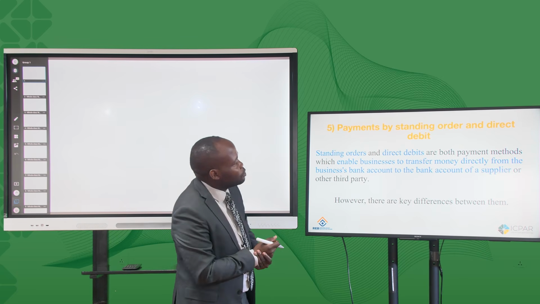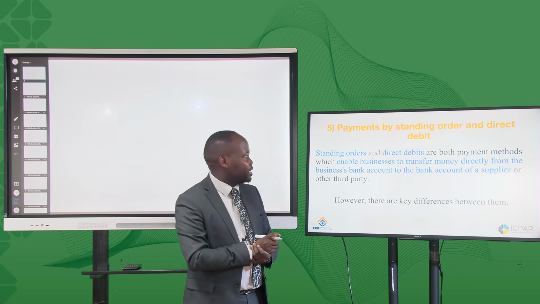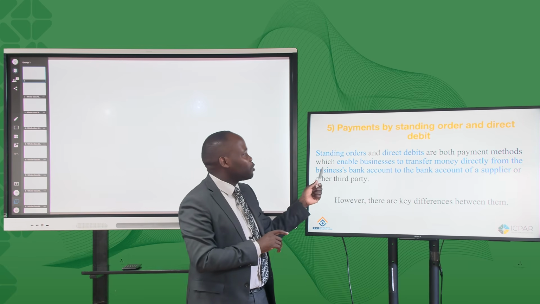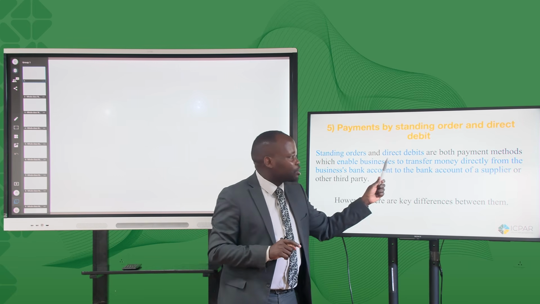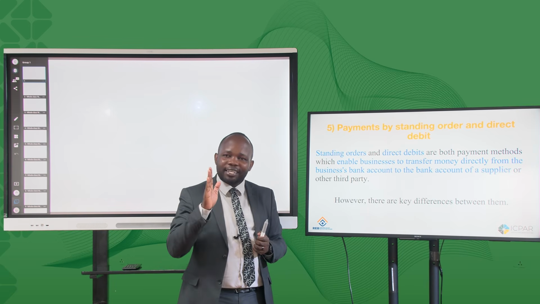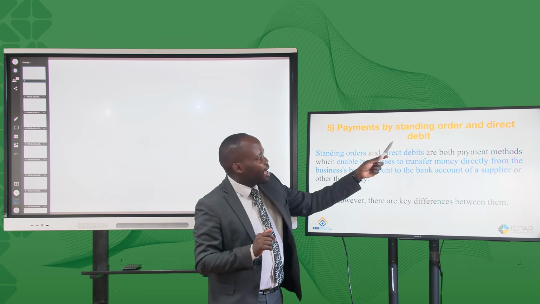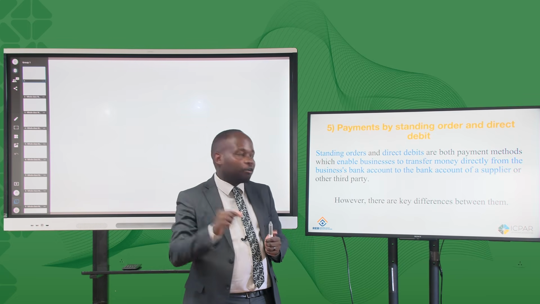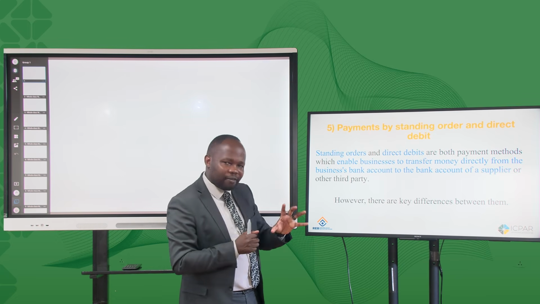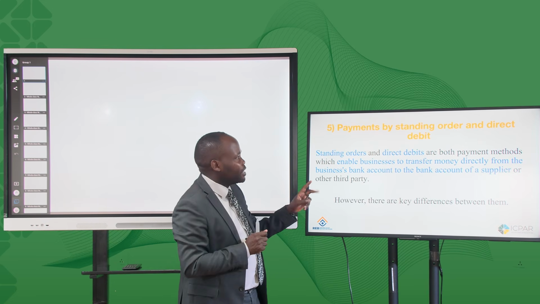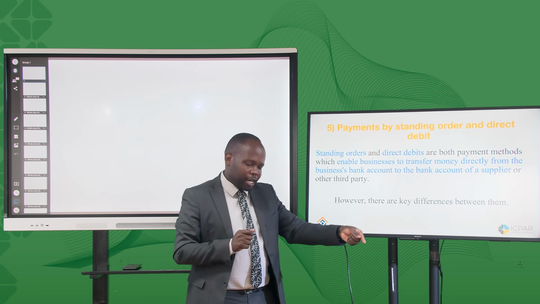Number 5, payment by standing orders and direct debit. Standing orders and direct debits are both payment methods which enable the business to transfer money directly from the business bank account. Whether it's a standing order or a direct debit, it enables the business to transfer money out of the business. However, there are 2 key differences between a standing order and a direct debit.